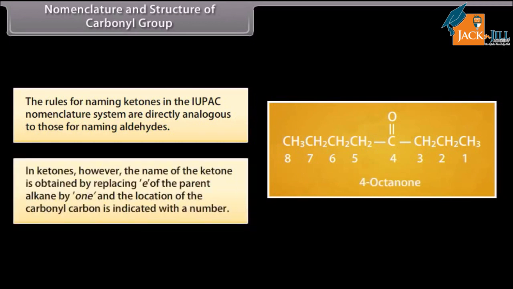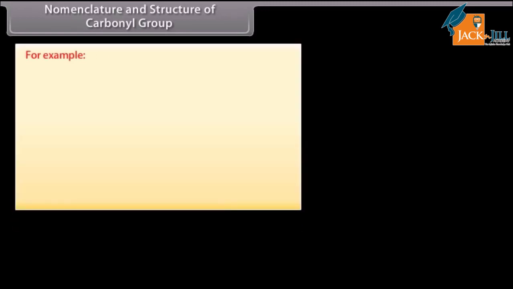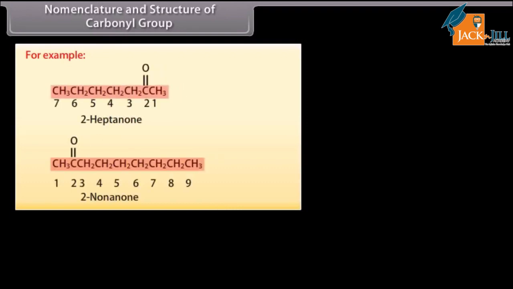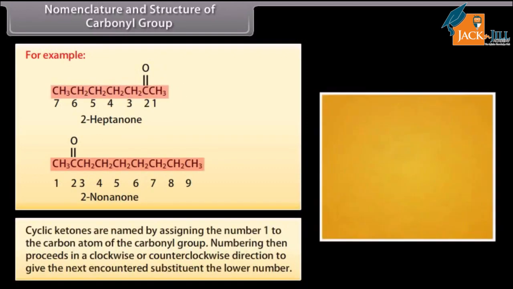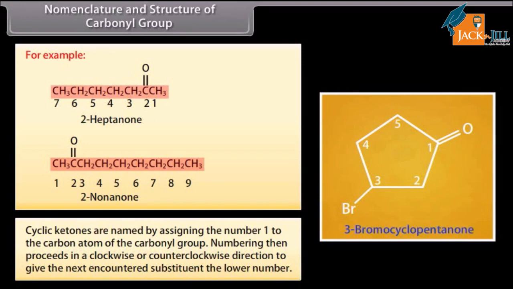In ketones, however, the name of the ketone is obtained by replacing E of the parent alkane by O-N-E, and the location of the carbonyl carbon is indicated with a number. For example, 2-heptanone, 2-nonanone. Cyclic ketones are named by assigning the number 1 to the carbon atom of the carbonyl group. Numbering then proceeds in a clockwise or counterclockwise direction to give the next encountered substituent the lower number.